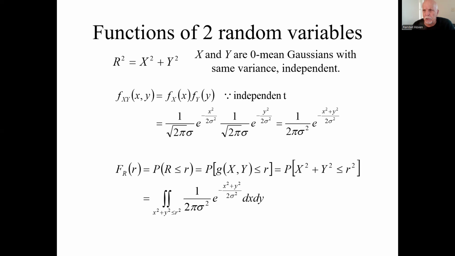We were doing functions of two random variables, a random variable that is a function of two other random variables. In a previous video, I did one example. Given that we have the PDFs of X and Y, and we have this relationship, R squared equals X squared plus Y squared, what's the PDF of R? And we did that example.